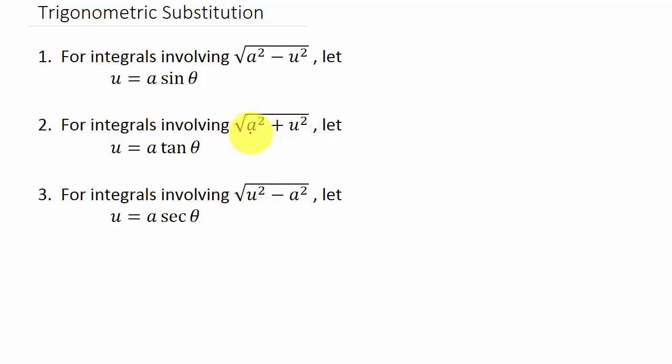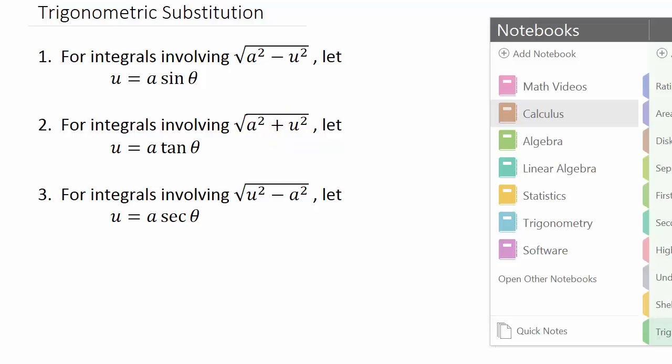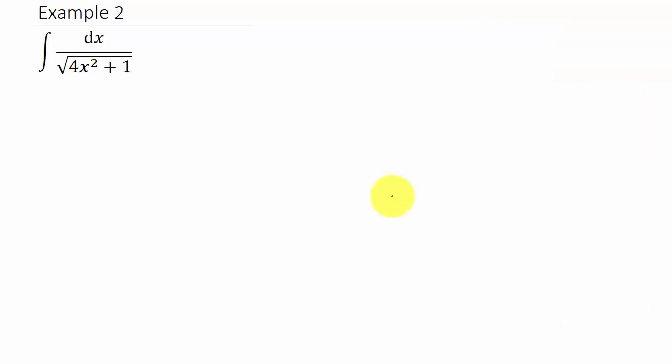And like I said in the first video, basically what we're doing is getting the radical out of the integrand, getting rid of that radical. Alright, so let's take a look at this second example.